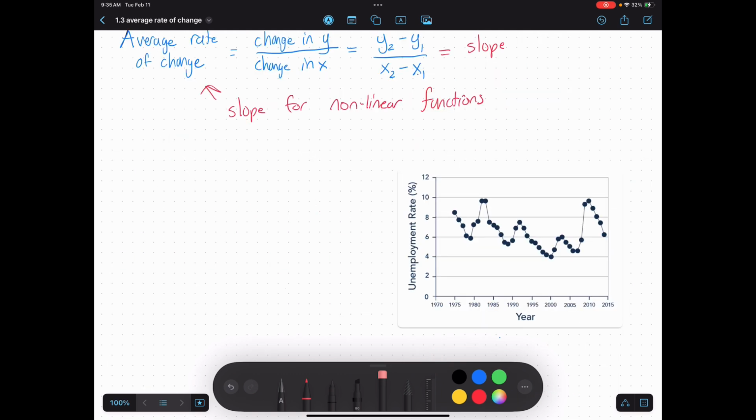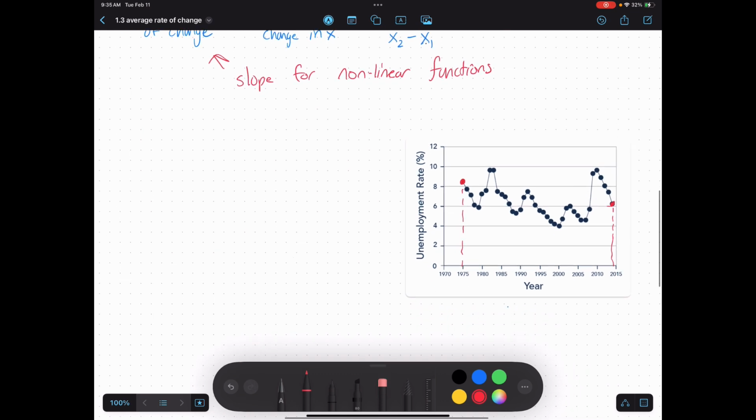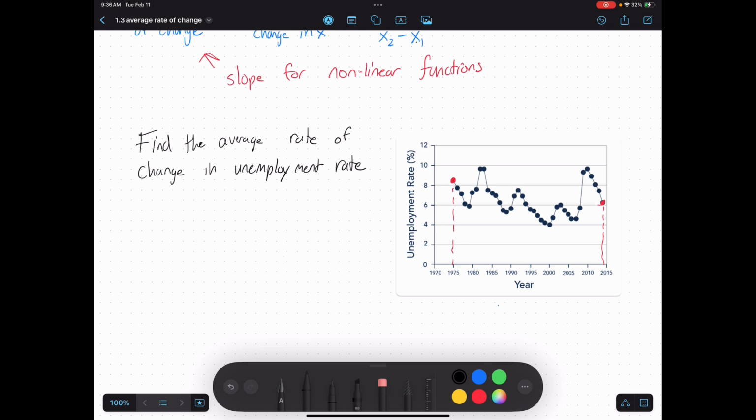So let's look at an example here. I've got this graph down here with a bunch of plotted points and lines connecting them, measuring the unemployment rate from about 1975 all the way to about 2014. A lot of different data points. I might ask the question, find the average rate of change in the unemployment rate. But if I just stopped there, this would not be enough information, because this is a nonlinear function. I'm increasing, decreasing all over the place. It does not have a constant rate of change throughout.